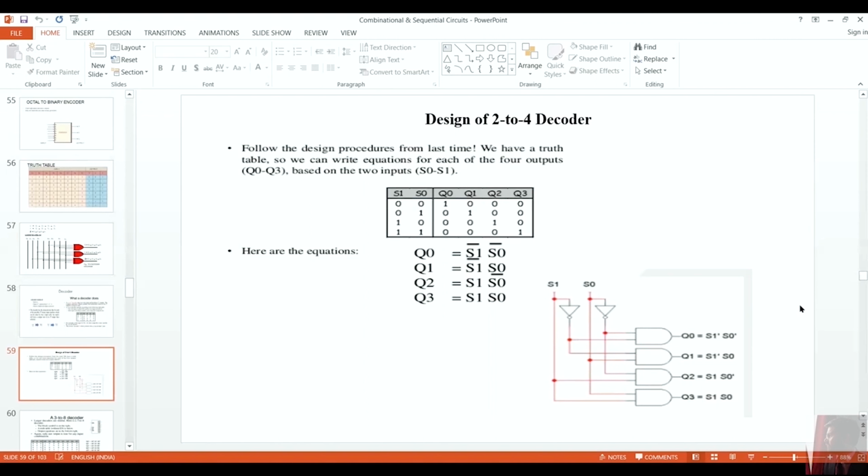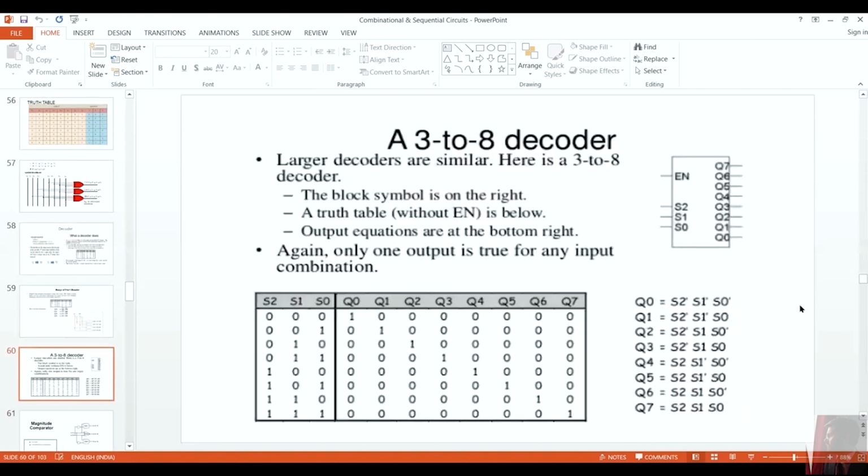So Q0 would be S1 bar, S0 bar. It is totally up to you. It is not confined that Q0 has to be S0 bar, S1 bar. It can be different also. But we have to remember that all the select lines need to be incorporated in a particular pattern. Similarly, for a 3 to 8 decoder, the inputs are 3 different select lines, and we are going to write the outputs 0 to 7.